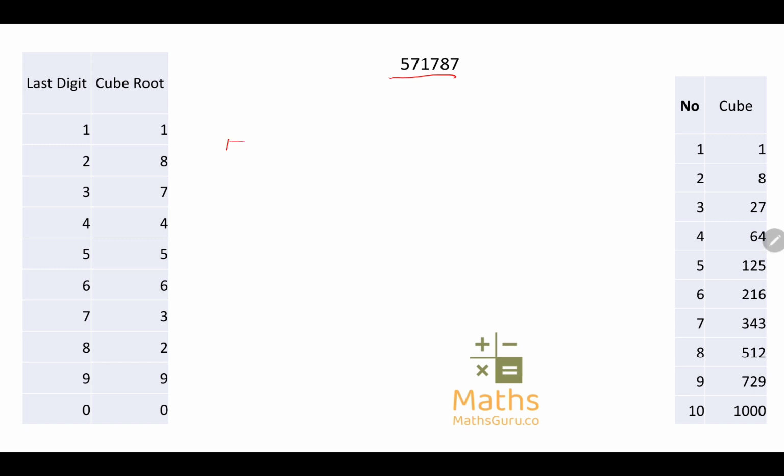571787. I will split into two parts, 571 and 787. The last digit is 7, and if I refer to this table, it's 3. And 571 is between 8 and 9 cubed, so I will pick 8. So it's 83. Pretty easy, right?